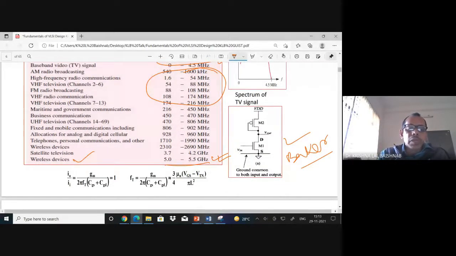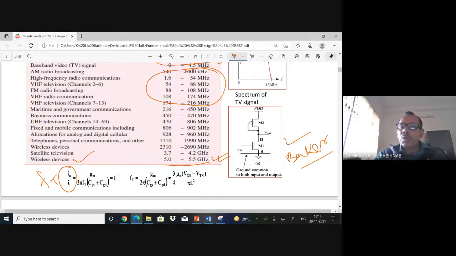Very important. See, the moment I say I_o by I_i, this is the output and input current ratio. When it becomes unity, we call that frequency FT. What is FT? The transition frequency, the frequency at which the ratio of your output current and input current becomes 1. That is called the FT frequency.